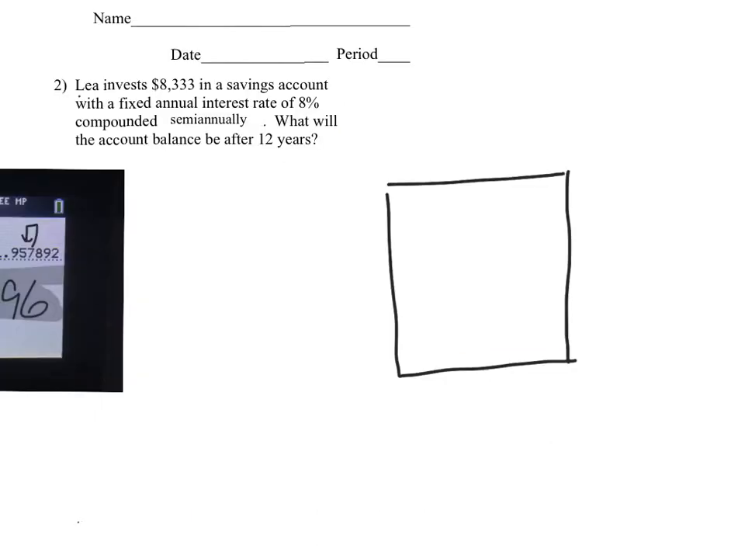Leah invests $8,333 in a savings account with an annual interest rate of 8% compounded semi-annually. What will the balance be after 12 years? So again, I'll write out my interest formula and I'll plug in my variables.